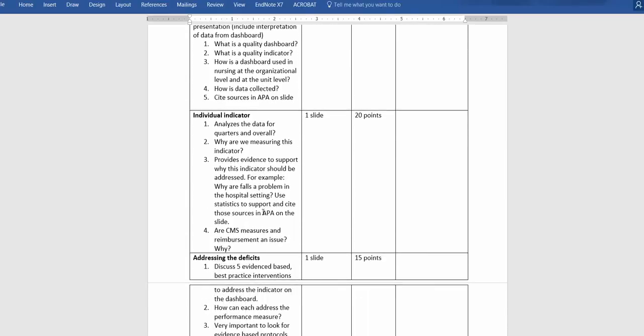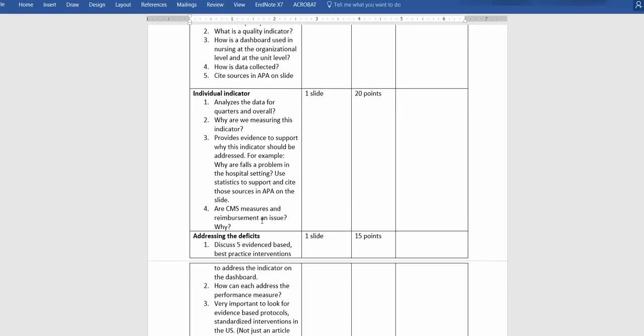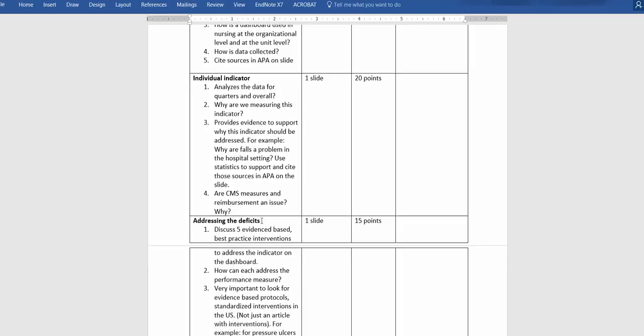The next one is the individual indicator that you've chosen. You'll identify in that slide what the indicator is, and then you'll analyze the data and tell us what they did over those successive quarters. And then, why it's important. And one thing we want to start thinking about is CMS measures and reimbursement. Is that an issue? When you look at these quality indicators, if we're not meeting those indicators, is it an issue? And so you're going to address that.